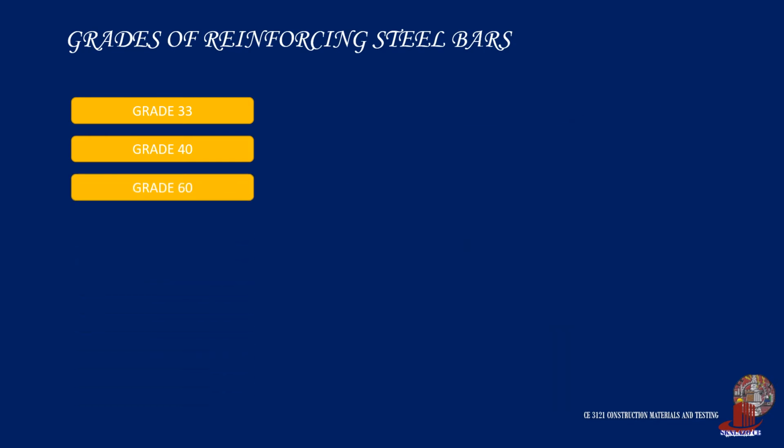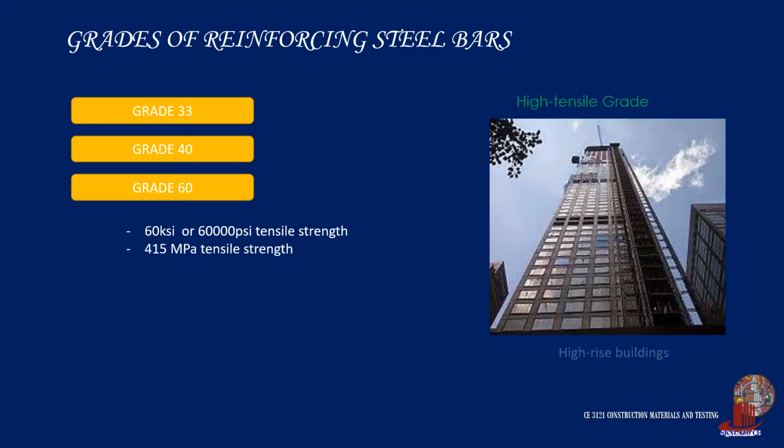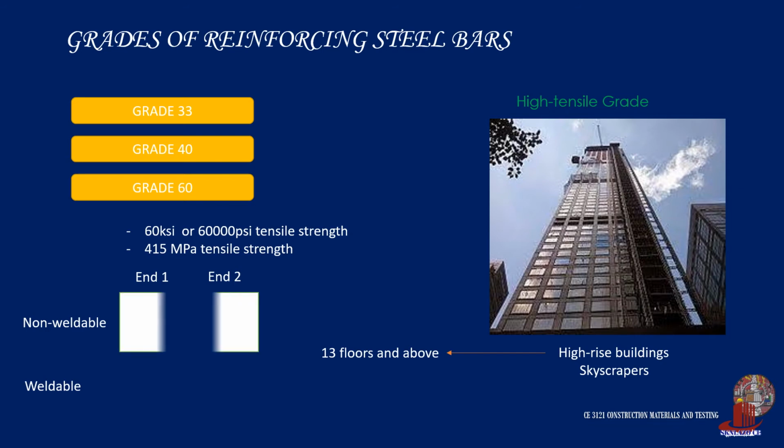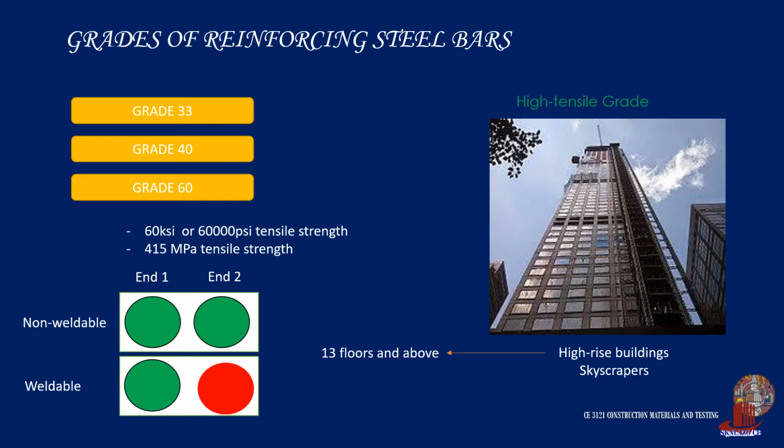The higher grade steel is grade 60, which would have a tensile strength of 60 ksi or 60,000 psi, which is the same as 415 megapascal. This grade is used for high-rise buildings including skyscrapers, which are 13 floors and more. Manufacturers would have designated recognition of this type of steel bars by painting green on both ends for regular bars or green on one end and red on the other for weldable bars.